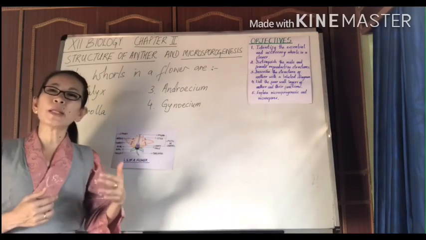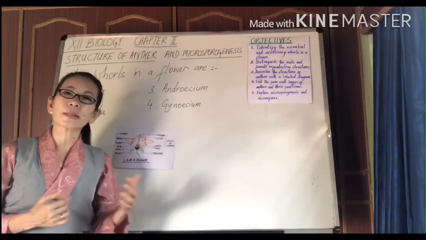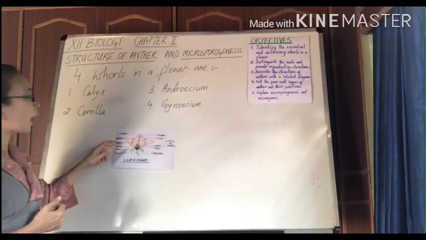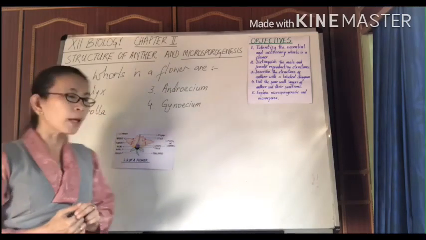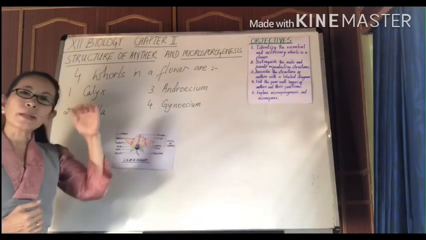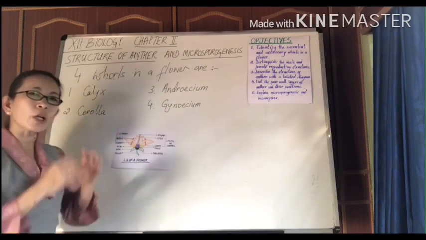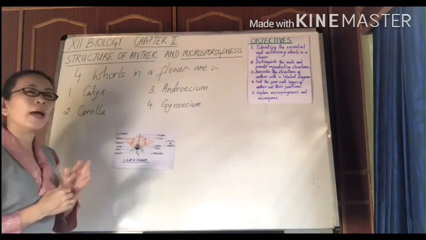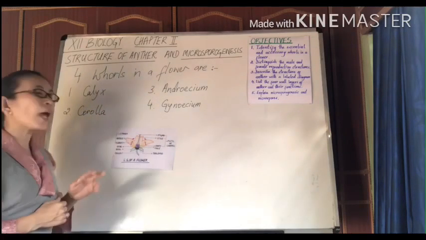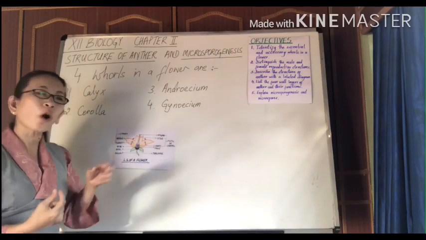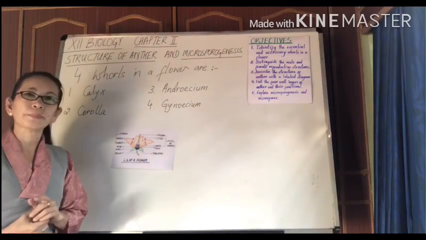So what is present in the male reproductive unit, which is a stamen? A stamen basically has two main components. At the tip of the stamen, we have a structure known as the anther, and beneath the anther we have a long stalk called the filament.